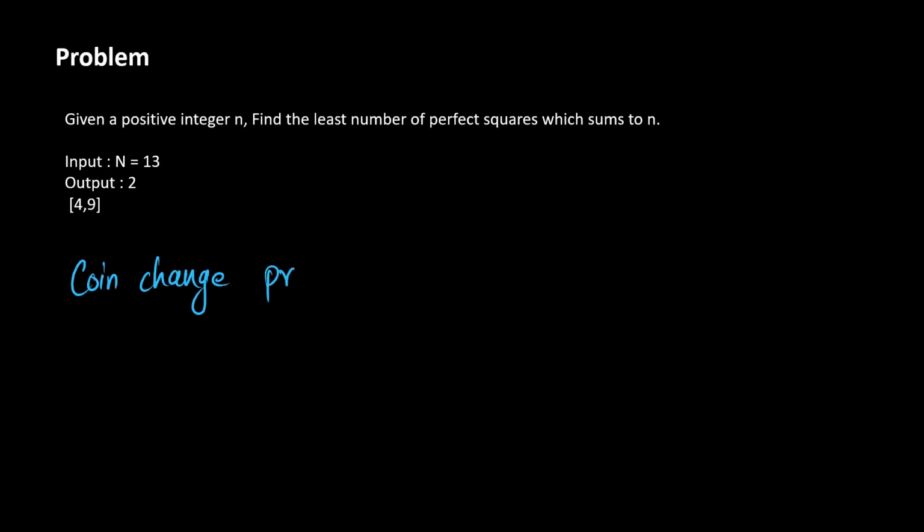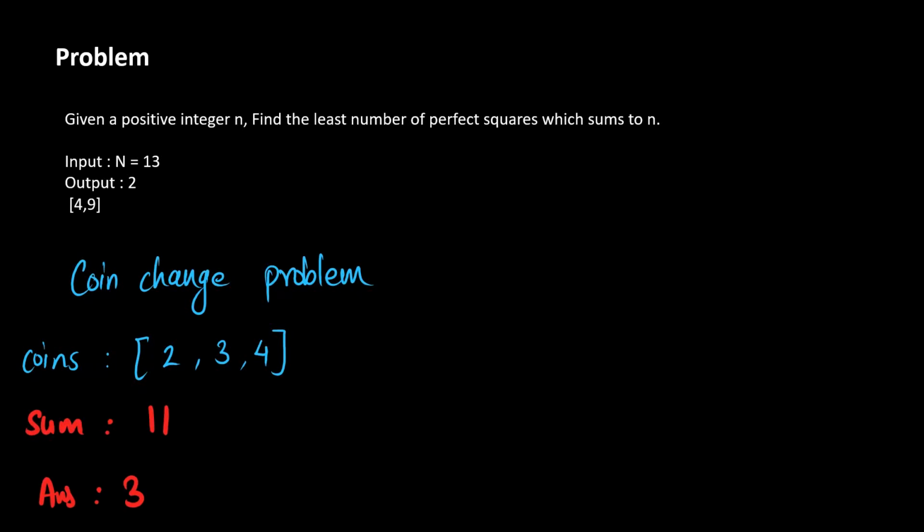If you see, this problem is very similar to the coin change problem. In the coin change problem, our task was to find the minimum number of coins which can sum to a particular number. So for example, here 2, 3, 4 are given, and if you want to get sum as 11, we will have answer 3 by using 4, 4, 3.